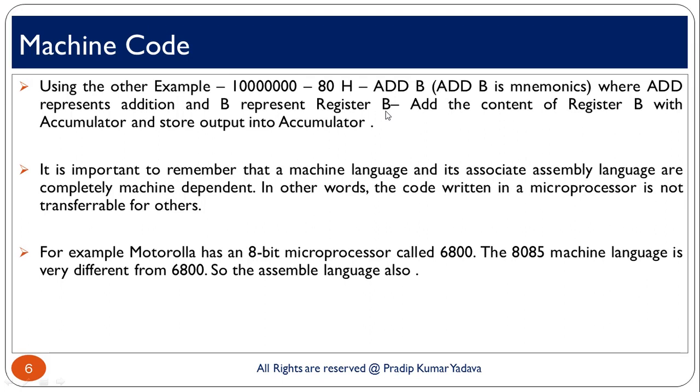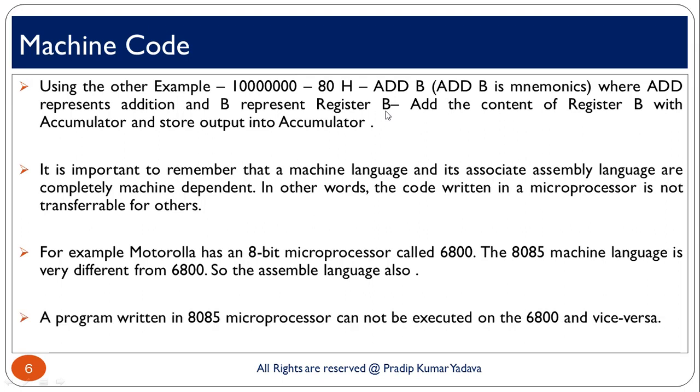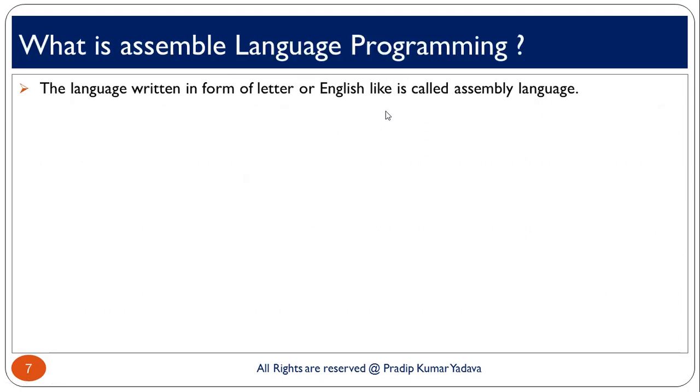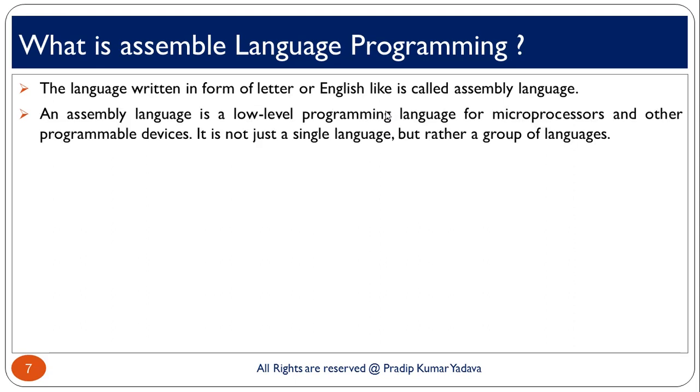For example, Motorola has an 8-bit microprocessor called the 6800, and the 8085 machine language is very different from the 6800, so the assembly language will also be different. A program written for the 8085 microprocessor cannot be executed on the 6800 and vice versa. The language written in the form of letters or English-like language is called assembly language, which I have already discussed.